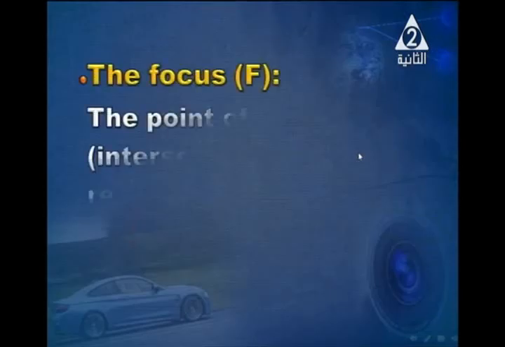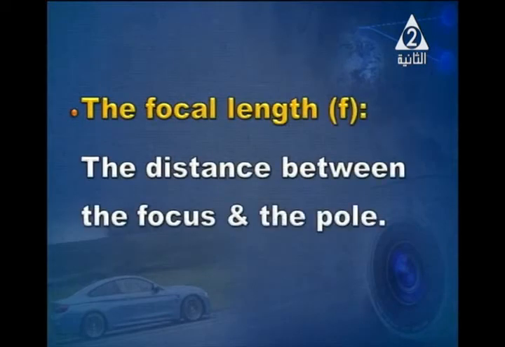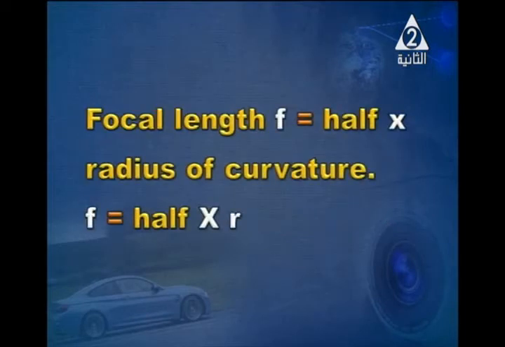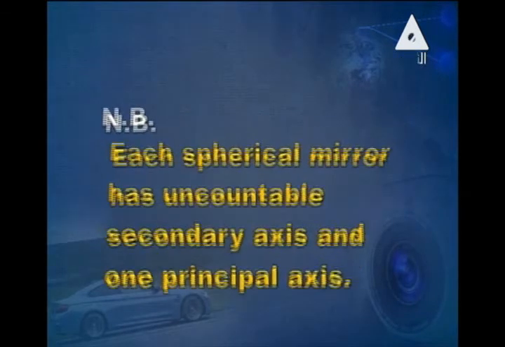The focus. The focus is the point of collection or intersection of the reflected rays when these rays fall parallel to the principal axis. The focal length is the distance between the focus and the pole of the mirror. The focal length equals half the radius of curvature. Each spherical mirror has countless secondary axes, but only one principal axis.